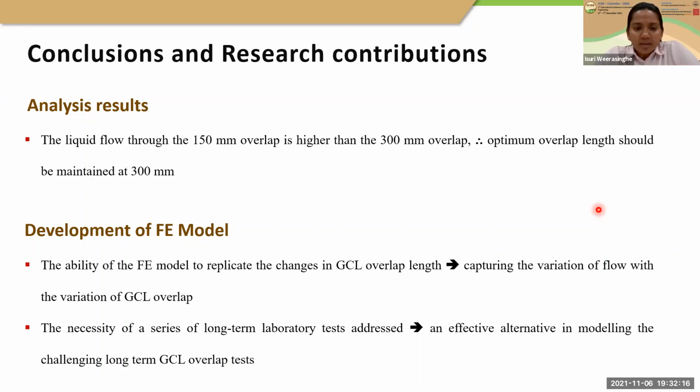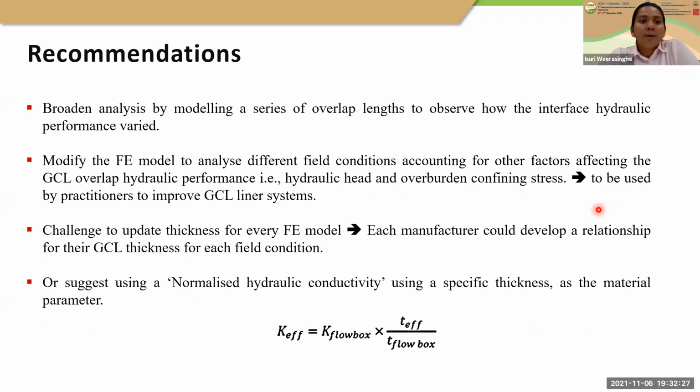And further to that, we endorse the fact that the numerical model, if further improved, could be an effective alternative in modeling the challenging long-term GCL overlap testing. And we recommend that this analysis could be further broadened by modeling a series of overlap lengths to observe how the interface hydraulic performance varies. It could also be modified to analyze different experimental conditions such as the hydraulic head and the overburden confining stress to observe their effect on different field conditions.